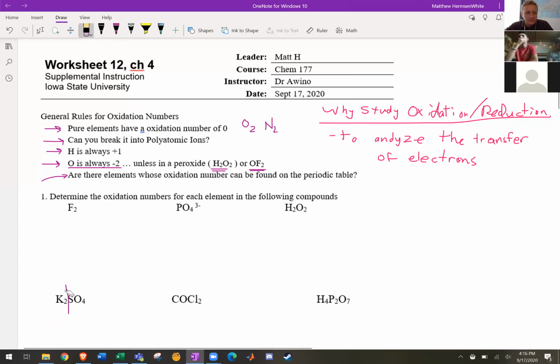So let's do some examples with these and find oxidation numbers and put these guidelines to use. Before we do that, what questions do you have on the general rules for oxidation numbers?